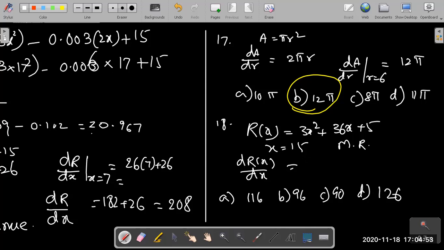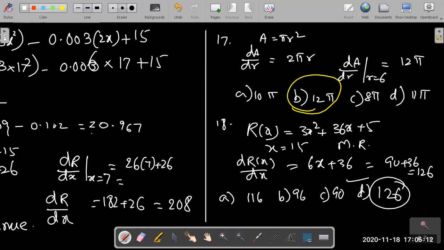So let's substitute this. We get 6x plus 36. You have to substitute 15. So 90 plus 36, so you get 126. So this is the answer. Understood, right? So far? Yes, sir.